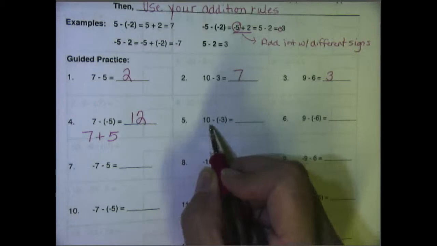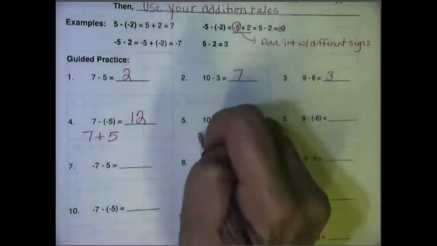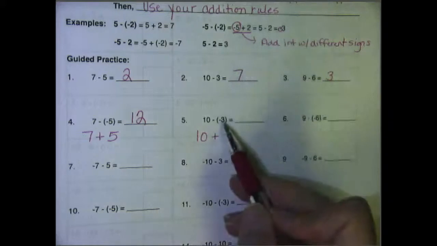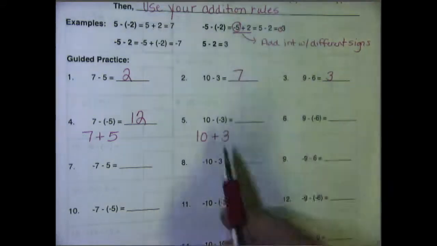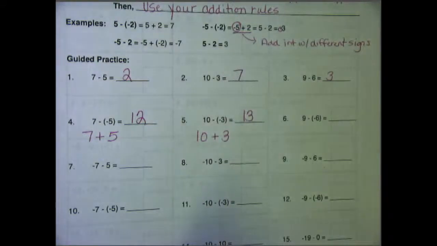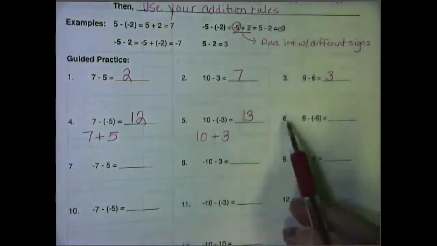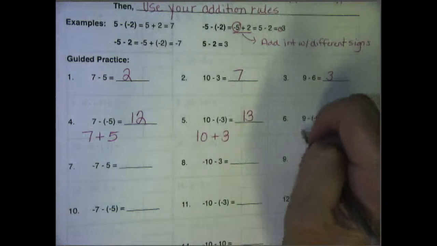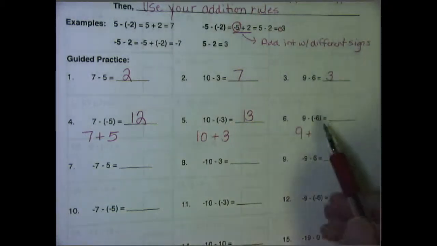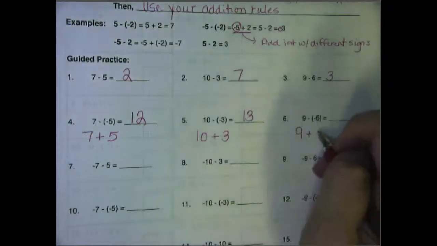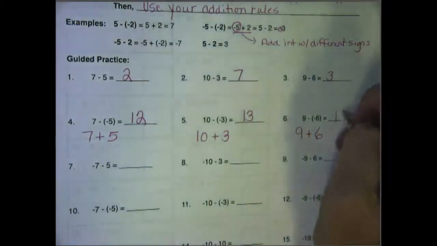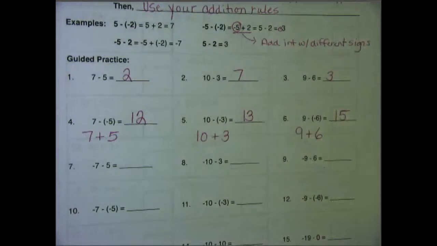Number 5, 10 minus negative 3. Same, change the subtraction to addition, change the negative 3 to its opposite, adding same signs, add them. They're both positive, so the answer is positive. Number 6, 9 stays the same, change the subtraction to addition, change the negative 6 to its opposite, which is positive 6, add the two numbers, 9 plus 6, 15, both are positive, so your answer is positive.